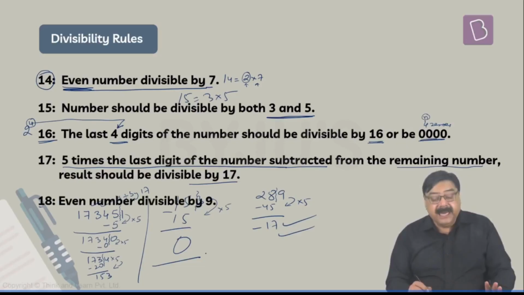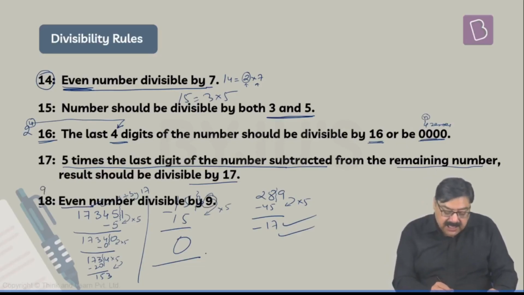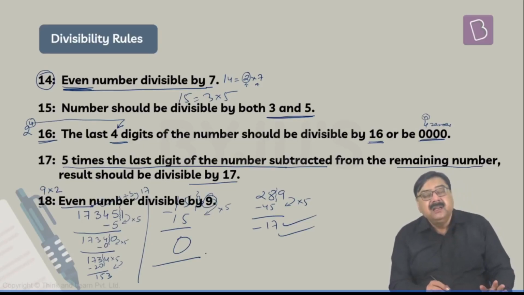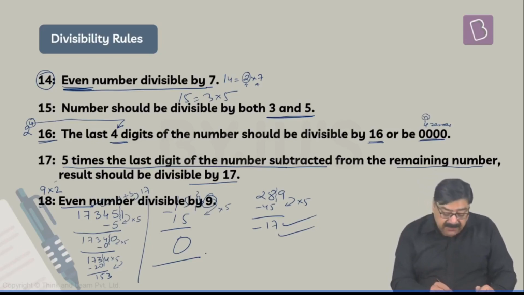Now let's have a look at 18. So every even number that is divisible by 9, because what is 18? 9 into 2 is 18. Why not 6 into 3? I have already explained to you that the pair of factors here has to be co-primes.